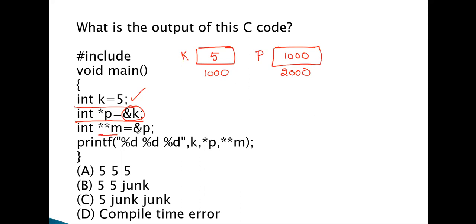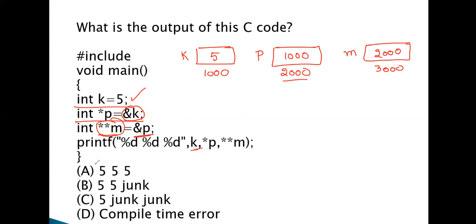int **m. This is called pointer to pointer. That is, one pointer can store the address of another pointer. Double pointer means one pointer can store the address of another pointer. That is, another pointer m is created. Assume the address of m is 3000. It stores the address of p. What is the address of p? 2000. Now, what are they asking?